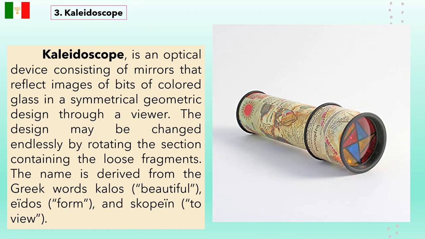Next is kaleidoscope. A kaleidoscope is a toy that uses light and mirrors to reflect objects and create beautiful, fascinating repeating patterns. There are many different types of kaleidoscopes that create different patterns, but all use the same basic laws of physics, manipulating light and reflection. Kaleidoscope is derived from the Greek words kalos, meaning beautiful, eidos, meaning form, and skopein, meaning to view.